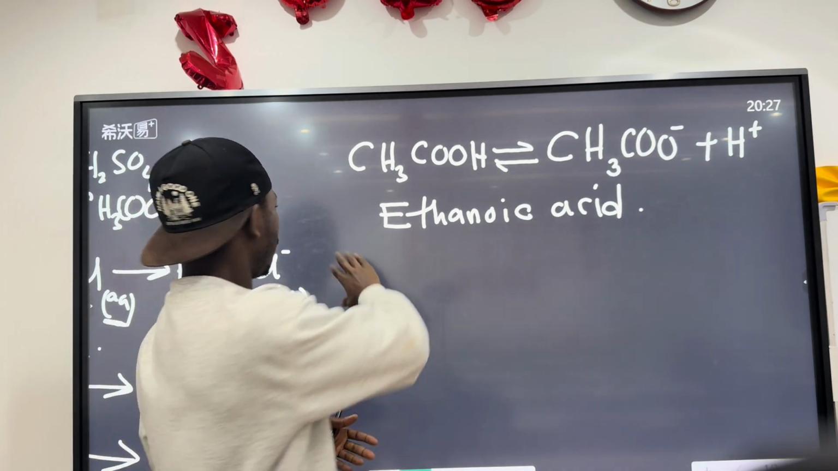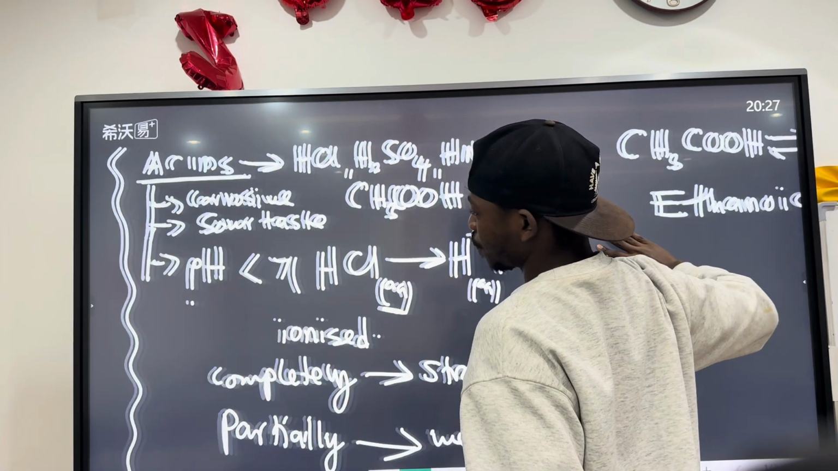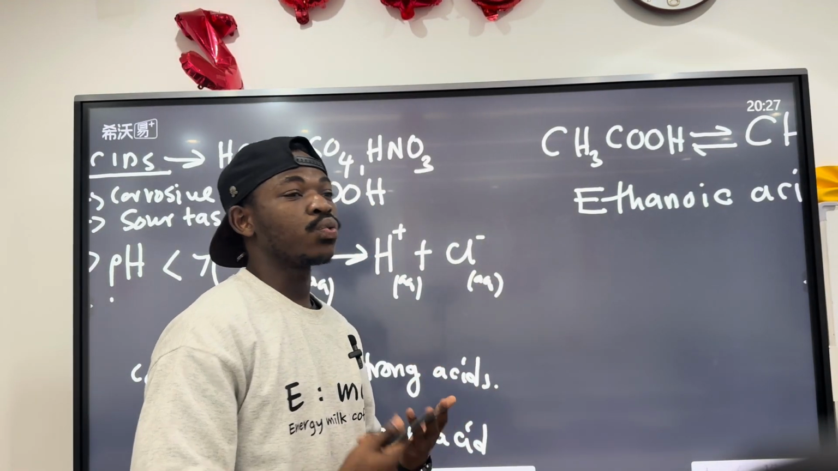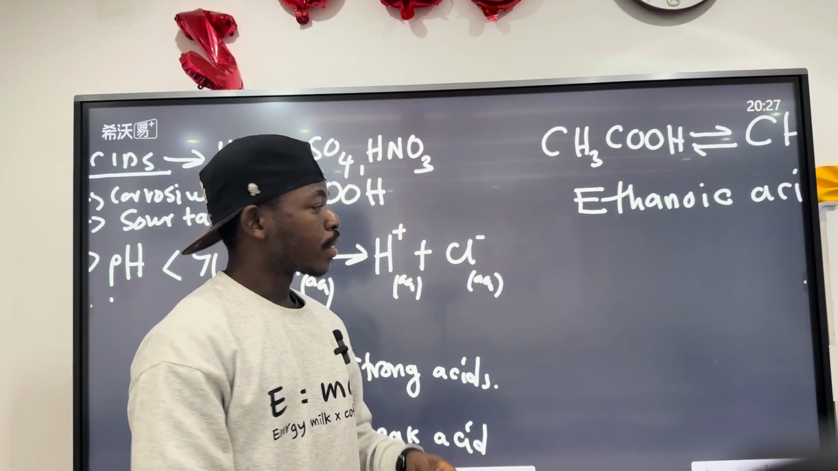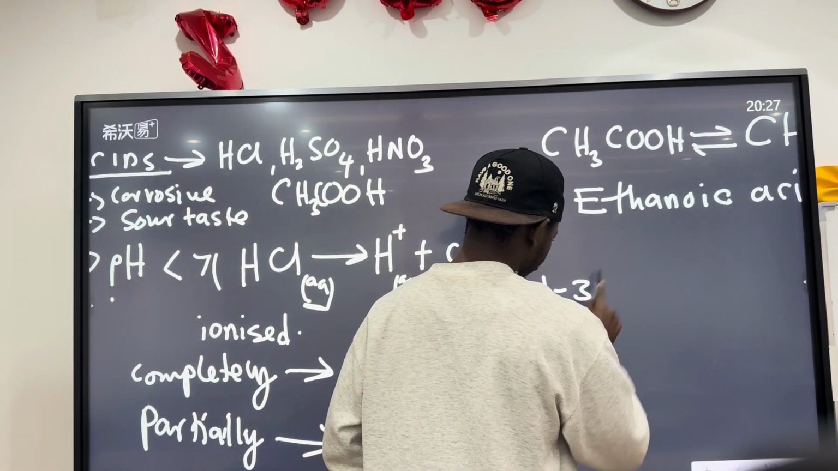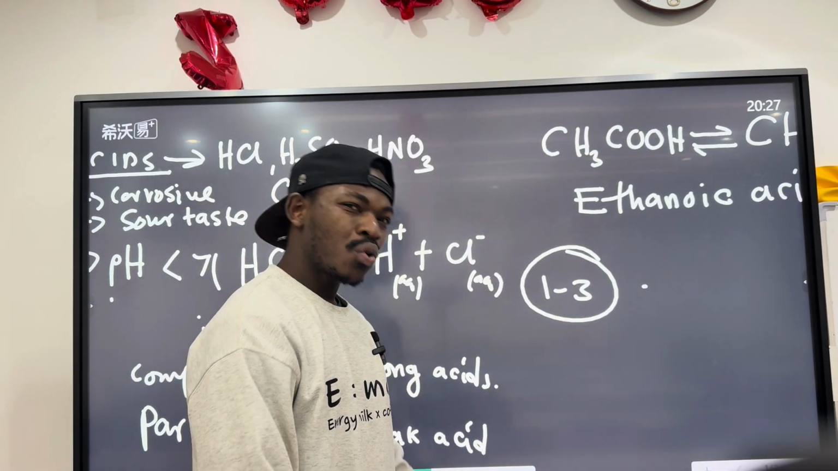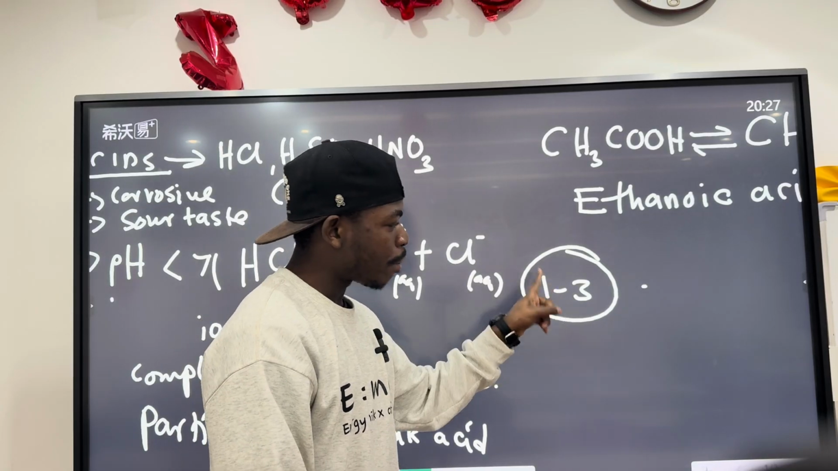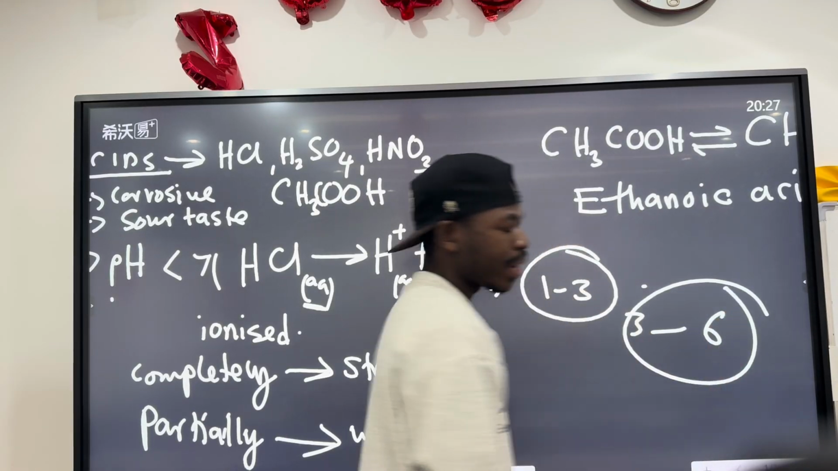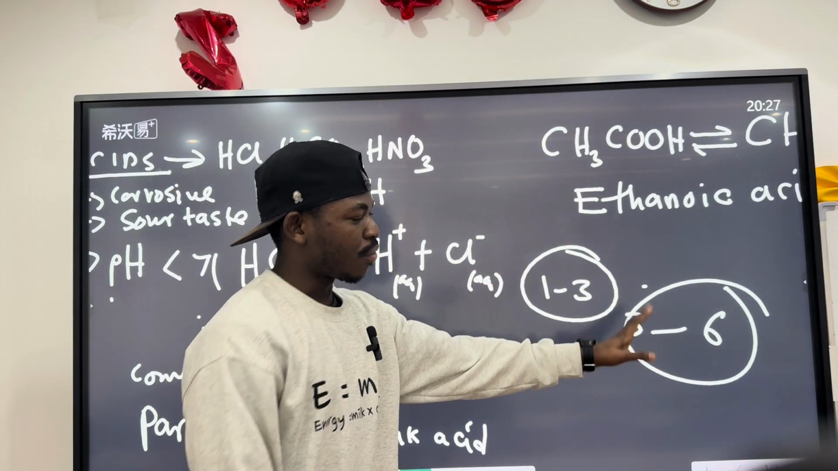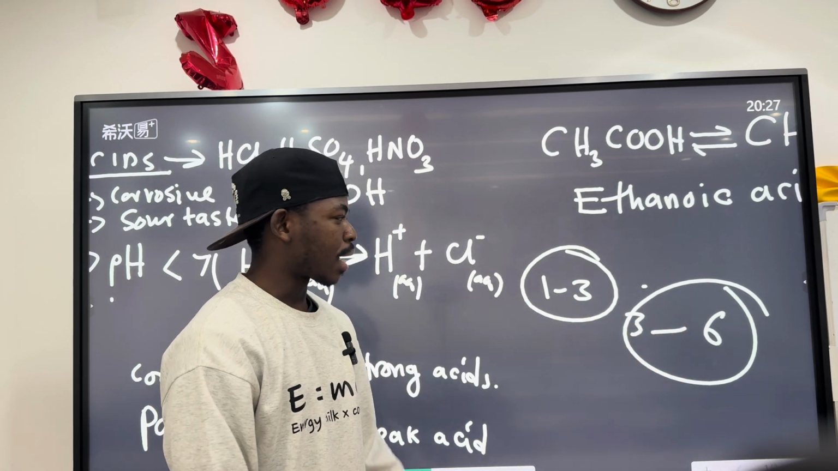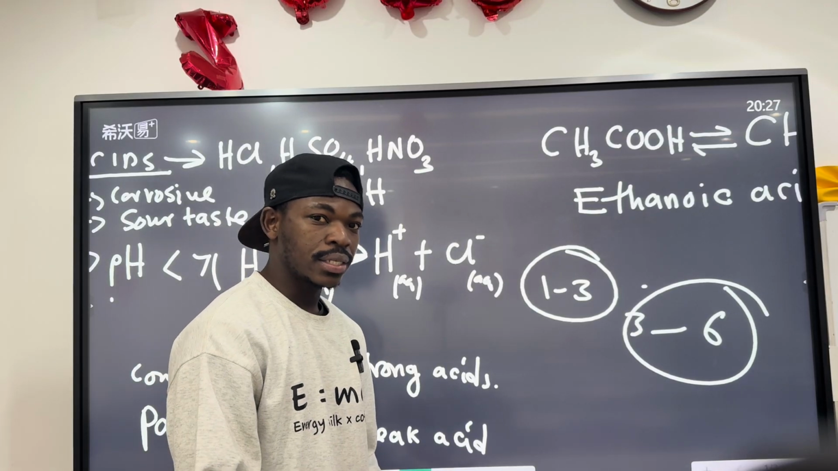Then remember, I also mentioned something about pH. You can tell whether an acid is weak or strong by the pH. Usually strong acids have a pH value of 1 to 3. Anything above that, meaning 3 to somewhere around 6, these are weak acids. So if you see something like 3.5, 4, 4.5, 5, 6, those are weak acids.